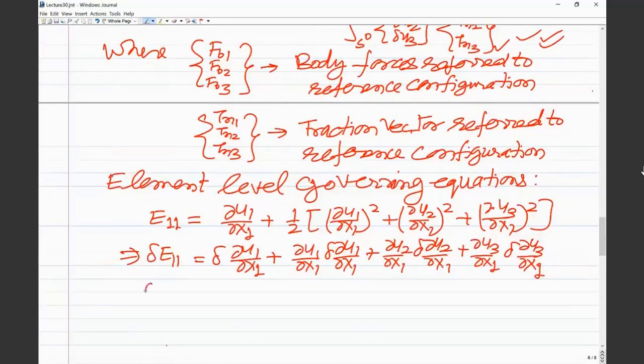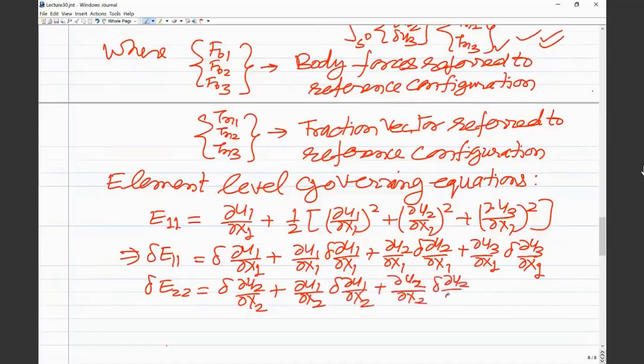Similarly, delta E22 would be equal to delta of del U2 upon del X2, plus del U1 upon del X2 into delta of del U1 upon del X2, plus del U2 upon del X2 into delta of del U2 upon del X2, plus del U3 upon del X2 into delta of del U3 upon del X2. In the same way you can write delta E33.